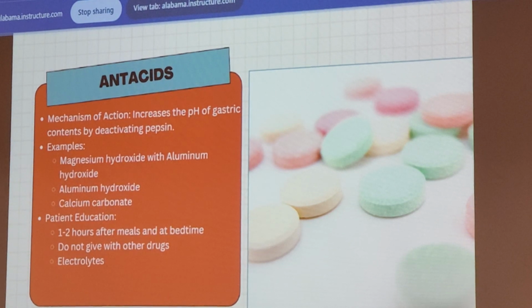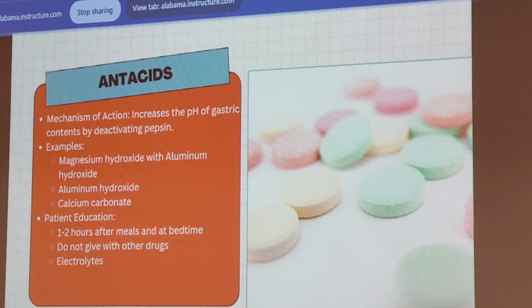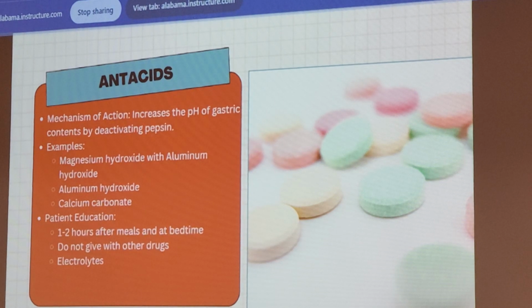With antacids, we're deactivating pepsin, which breaks down some amino acids and some proteins within your stomach, and that will overall lower your pH, so creating a more acidic environment within your stomach. With antacids, we are blocking that mechanism altogether, so we're effectively increasing our pH, making it more basic, not as acidic, to hopefully reduce those symptoms.